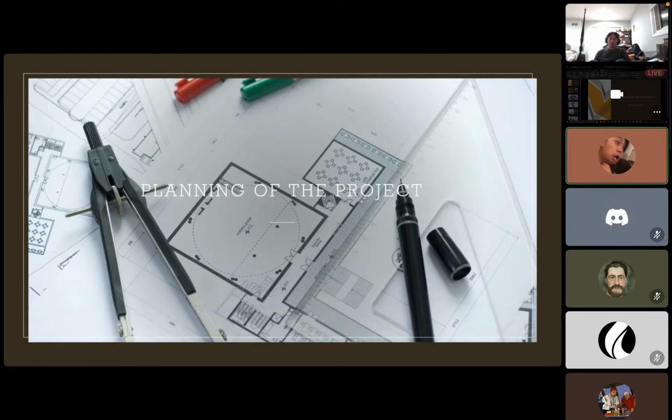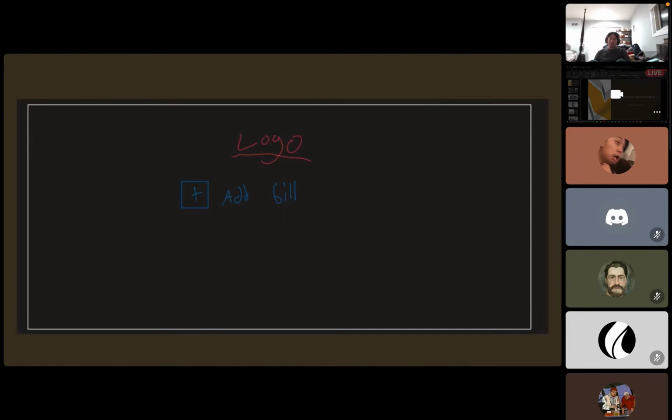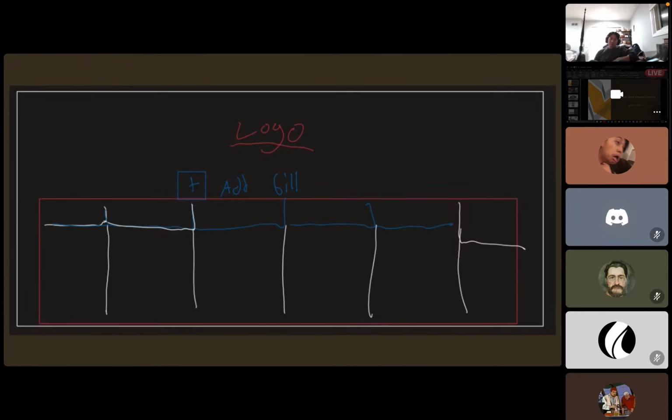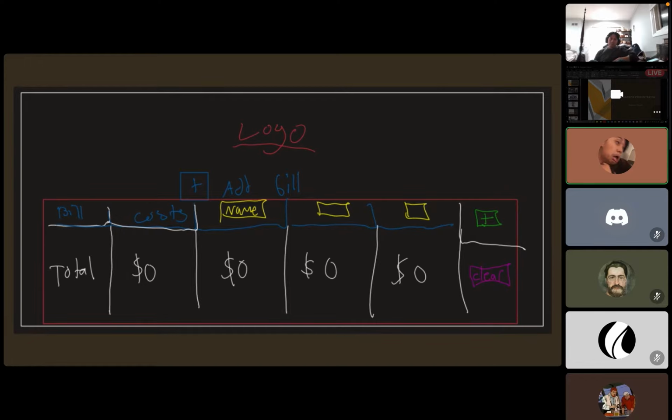So onto the planning of the project and what I've done, I created a small window for the web app. On the red, that would be the logo. And in blue, I would add a bill. I also want to create a table in the web app. What this table would be, see here, this would be the bill. And this is what it should look like before you add the bill.